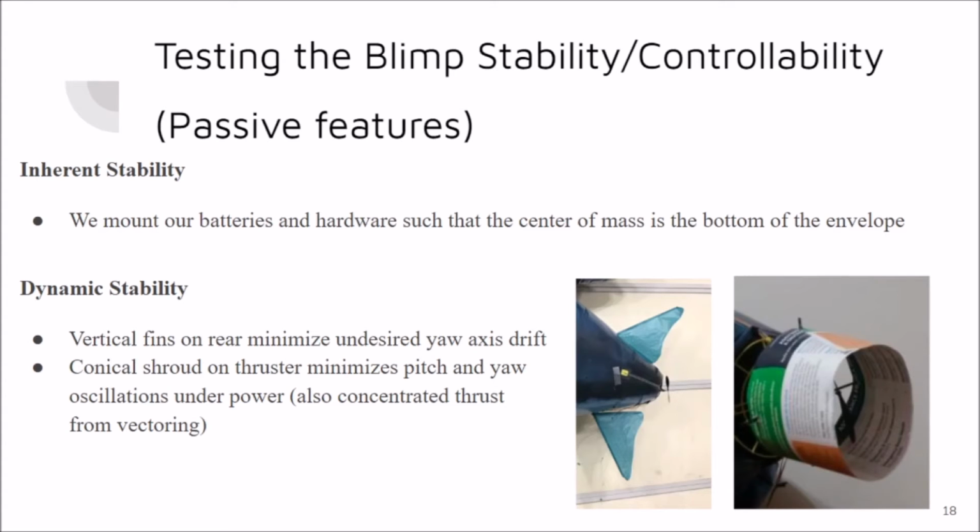Dynamic stability was more difficult. There, in the pictures you can see the fins as well as our cone shroud stabilizer. Those are for keeping the blimp on course if it's moving and then is disturbed.